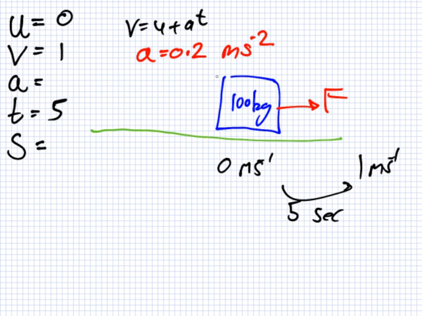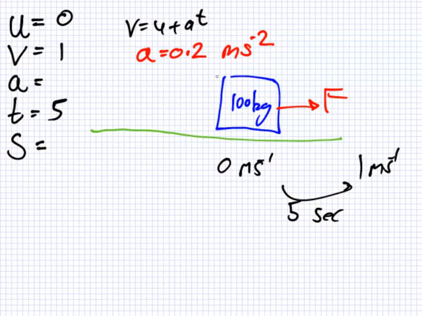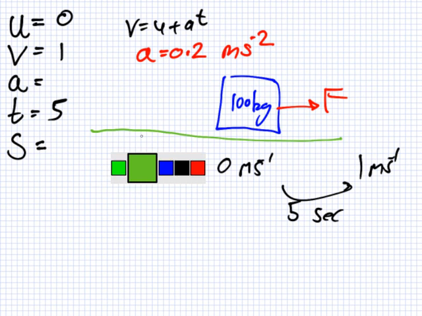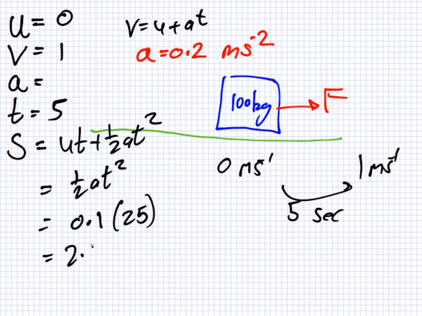Next question is, what is the distance the block travelled? So what is the S? What formula? Let's use S equals UT plus a half AT squared. That's 0, plus a half AT squared. That would be a half times 0.2 times 25. So that's 2.5 meters. That's the S.